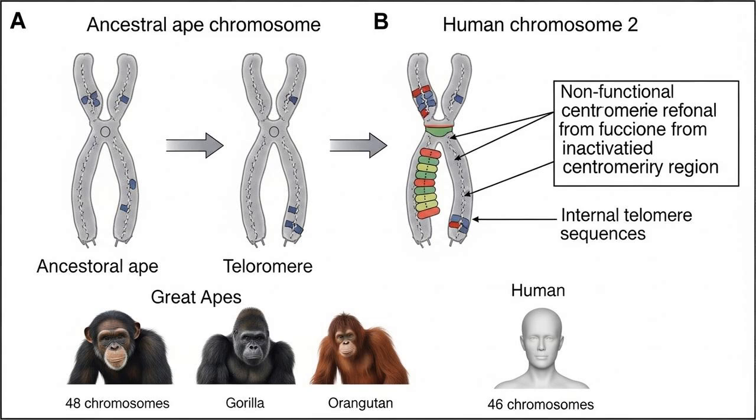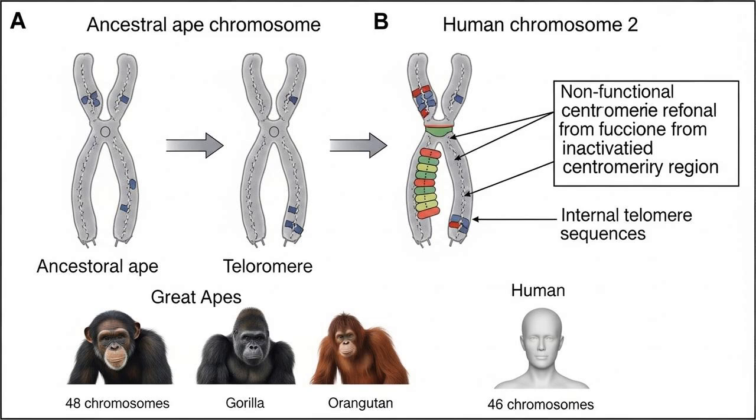One of the most dramatic ways to change the count is chromosome fusion, when two chromosomes break and rejoin to form a single, larger one. The most famous example of this is in our own family tree. Humans have 46 chromosomes. Our closest living relatives, chimpanzees, gorillas, and orangutans, all have 48. For years, this was a puzzle, but genetic analysis has found the smoking gun.